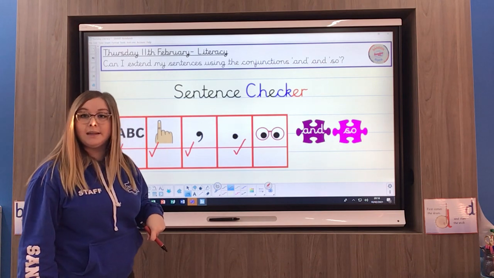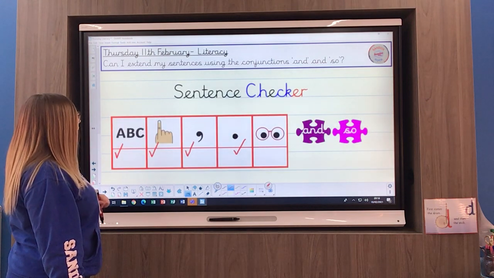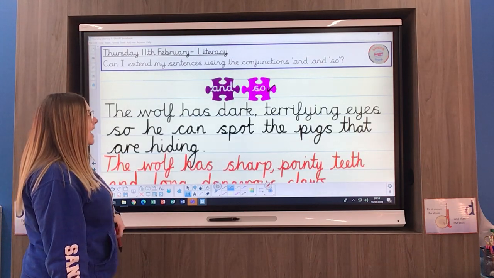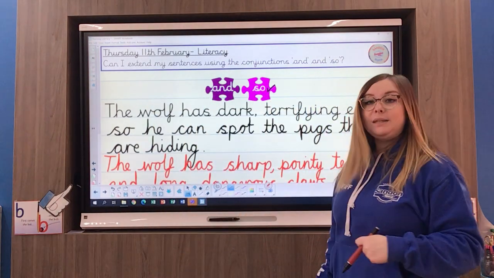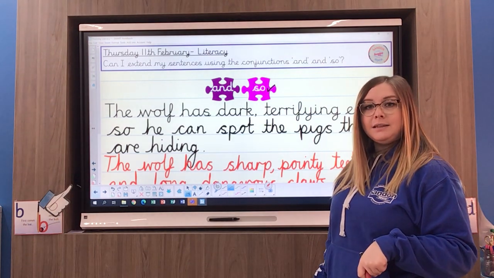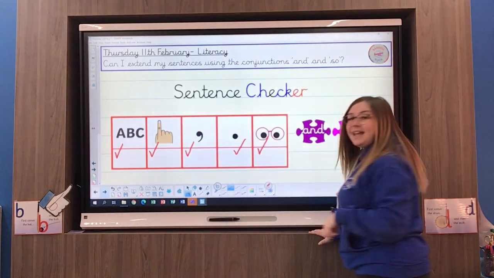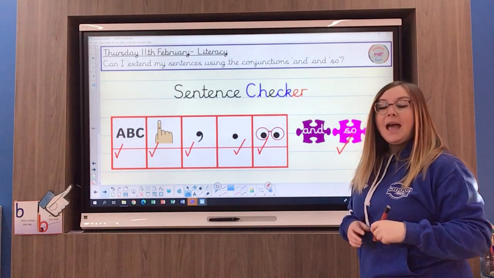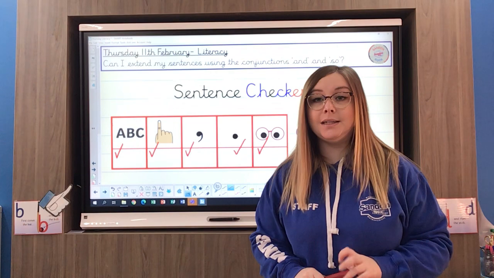Have I checked it makes sense? Let's just do that once more. Okay, so the wolf has dark, terrifying eyes, so he can spot the pigs that are hiding. Does that sentence make sense? Yes, it does. Brilliant. So we can tick that off. And then I already know that I used my conjunction so. And I want you to go through this process for each one of your sentences, year 4.